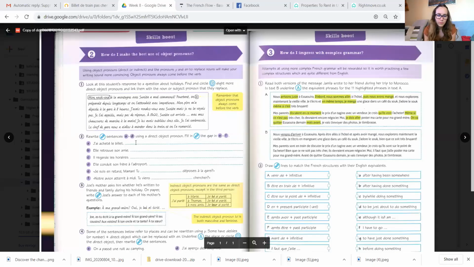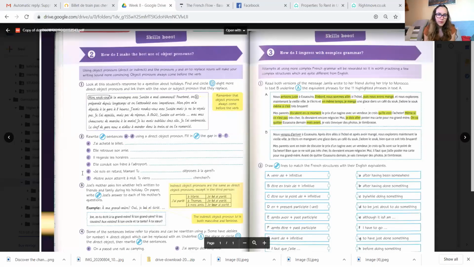And then when you want to change it into the pronoun, it becomes la, because you want to change the apple into it. So la pomme becomes la. And then because j'ai mangé, the verb, starts with a vowel, you put the L apostrophe. Je l'ai mangé, using the direct object pronoun.